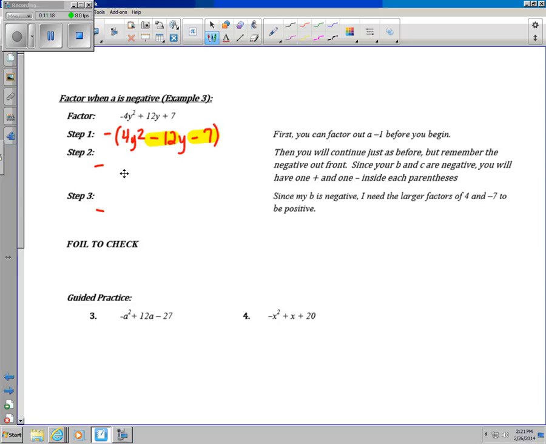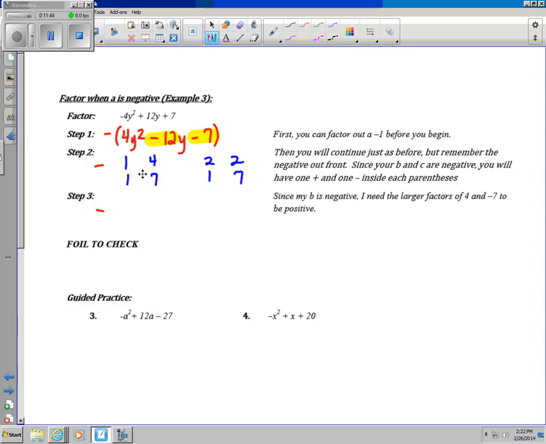My factors of 4 are 1 and 4, and 2 and 2. My factors of 7 are 1 and 7. Okay? And I obviously could switch them out and do 7 and 1, and do 4 times 7 or 4 times 1. Look at some different combinations.